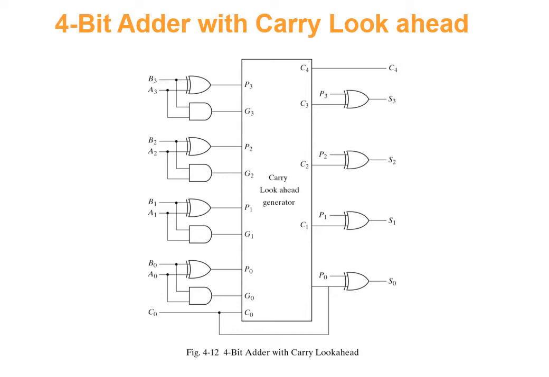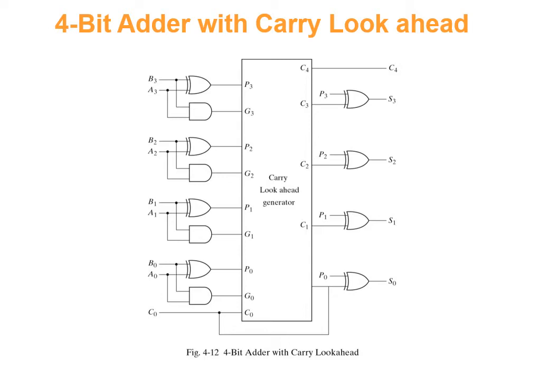This is a picture of a 4-bit adder with carry look ahead, where B3, A3, B2, A2, B1, A1, B0, A0 are the bits of two numbers A and B. A0, B0 means the first two bits of A and B. A1, B1 means the second two bits of A and B. A2 and B2 means the third bits of A and B. Similarly, B3 and A3 means the fourth bits of A and B.